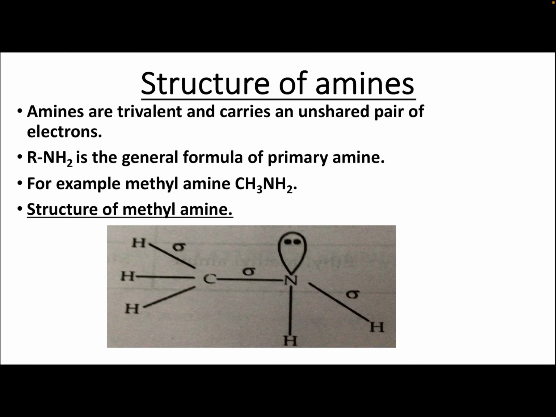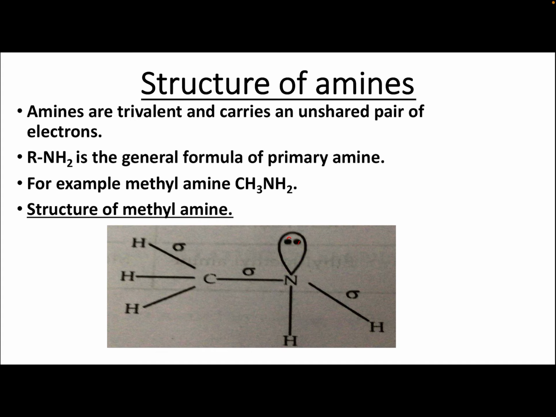Structure of amines. Amines are trivalent and carry an unshared pair of electrons. So it has an unshared pair of electrons here. RNH2 is the general formula of a primary amine. For example, CH3NH2 is an example of a primary amine.